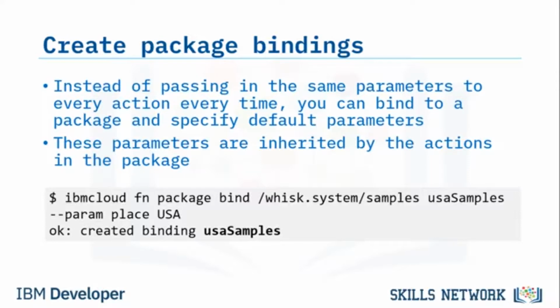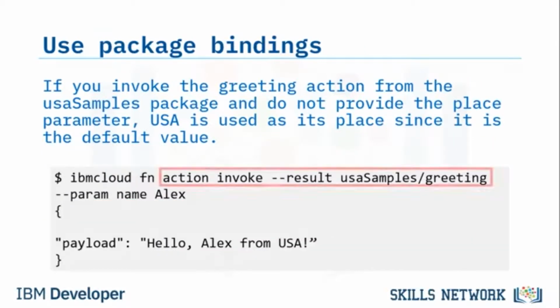Although you can use the entities in a package directly, you might find yourself passing the same parameters to the action every time. You can avoid this situation by using the package bind command and specifying default parameters. The actions in the package inherit these parameters. You can bind to the samples package and set USA as the default place parameter. If you then get this package, you'll see that all the samples actions are available. If you then invoke the greeting action from the USA samples package and do not provide the place parameter, the package uses the default value of USA.